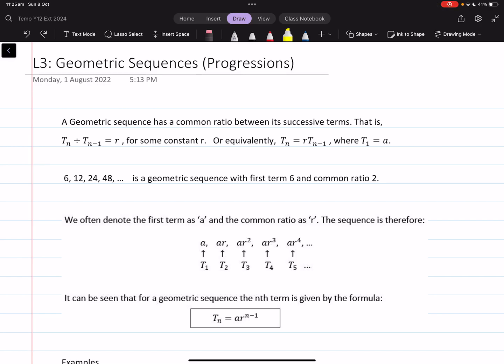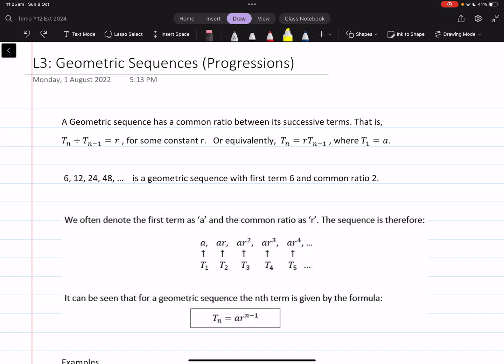This is the third lesson in sequences and series. Last lesson we looked at arithmetic sequences or progressions, and this lesson we're going to learn about geometric sequences or geometric progressions. And by the end of this lesson you'll know about the terminology used for geometric sequences and be able to perform calculations associated with this type of sequence.